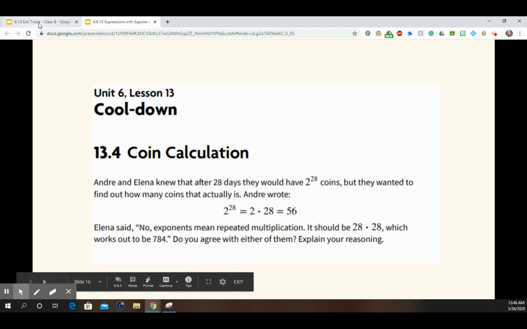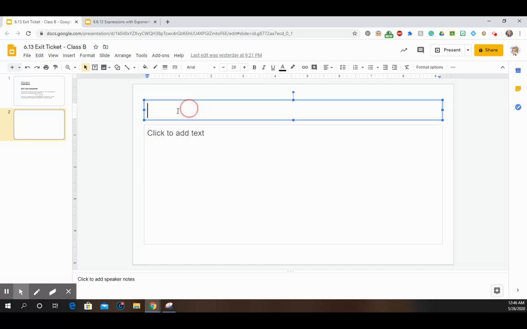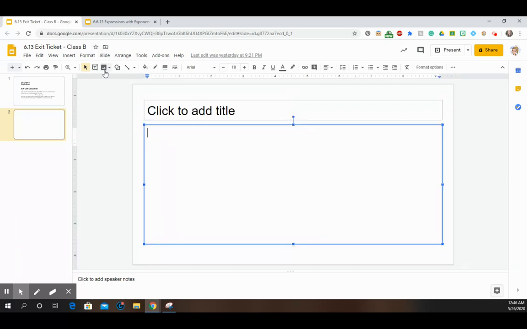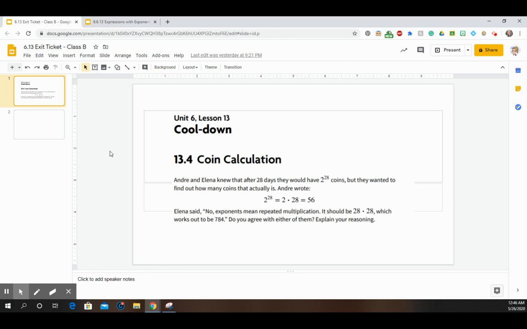When you're ready, you can go over to your exit ticket, click the plus sign to get a new slide. Go ahead and type your name in this box here. When you're done, you can type your explanation or you can take a picture of your work using the camera there. I'll go ahead and leave this problem up so you can finish solving.